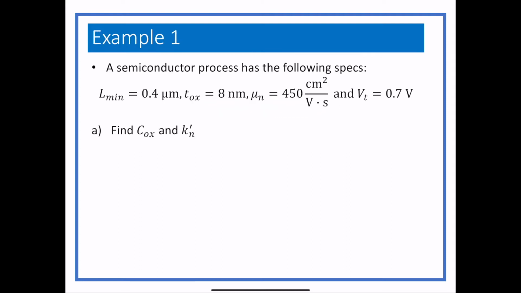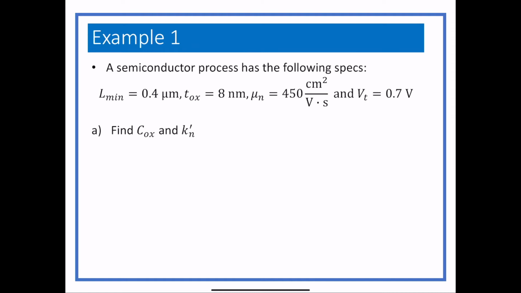Let's say we have a semiconductor process and it has specifications. We have length, we have the thickness of the oxide, we have the mobility of the electrons, and we have the threshold voltage. And you will notice that the mobility of the electrons is actually in centimeters squared per volt seconds, which we will address in a second. So we want to find the capacitance of the oxide and then the process transconductance parameter.